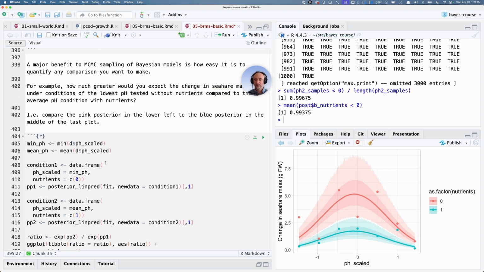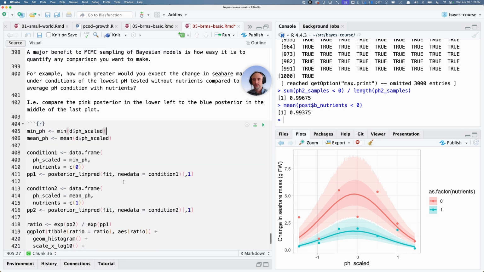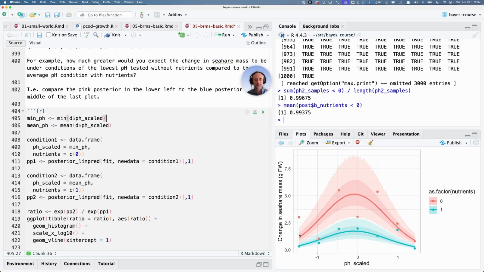So I'm going to make an example here. It may seem a little bit contrived, but it's just an example of what we could do. I want to ask, based on the expected values, here at lowest pH with no nutrients, how does that compare to here with average pH with nutrients? So I basically want to compare the distribution here to the distribution here. There's lots of ways we could do that.